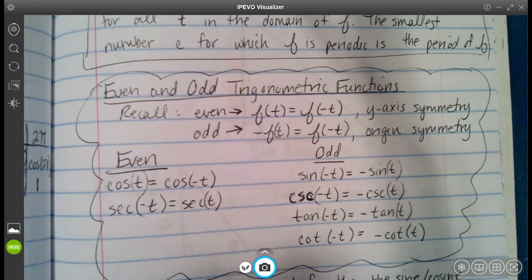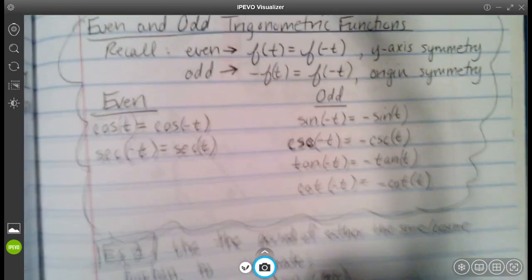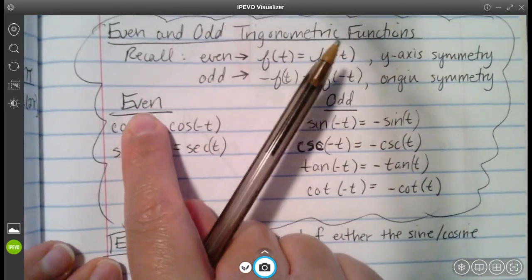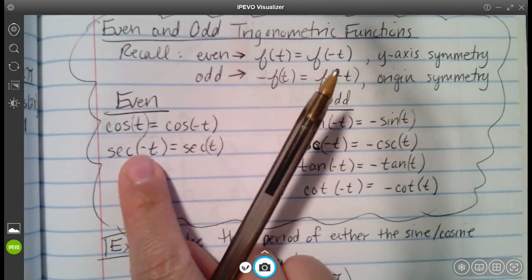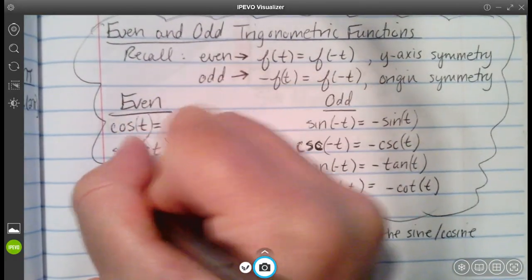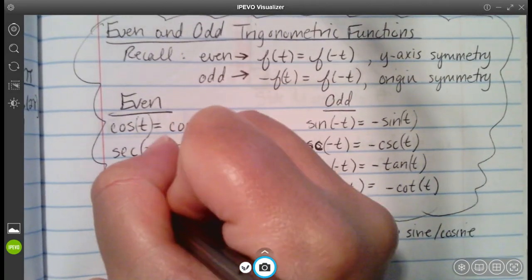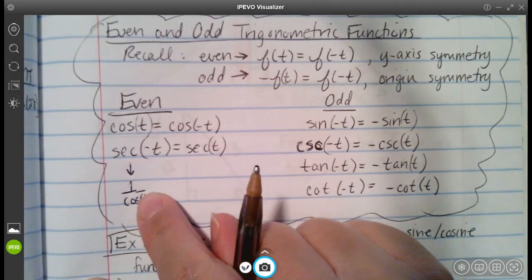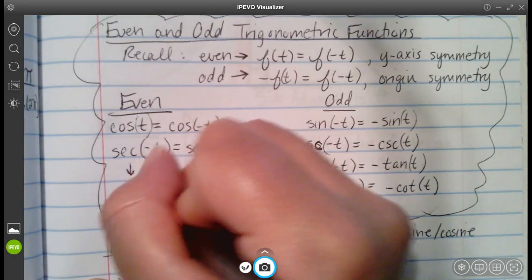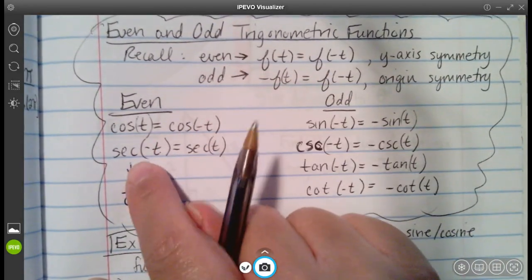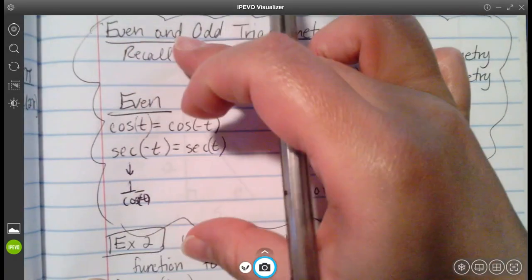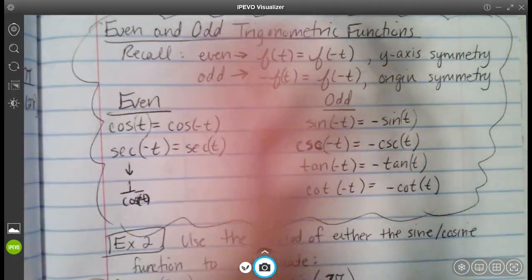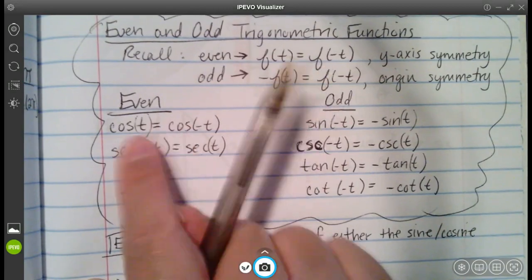Some of the properties we have with these trig functions: even functions are cosine and secant. Remember that secant is the same as 1 over cosine of t. So this is just the reciprocal. I guess I could put negative t because that one's negative. But this one's just the reciprocal of this one. It's just the flipped version. So if you were to flip the function, it's still going to have that even symmetry. Okay, so these are even.